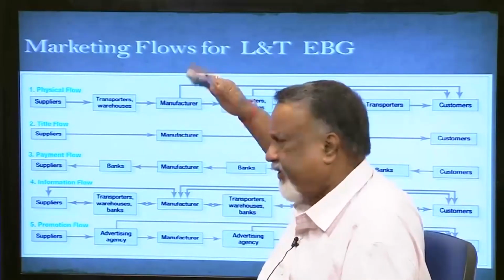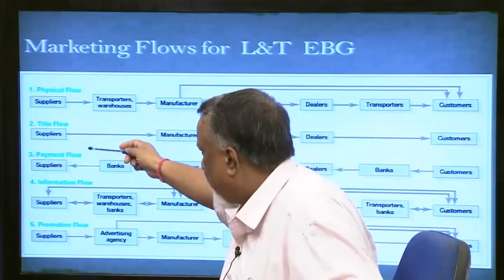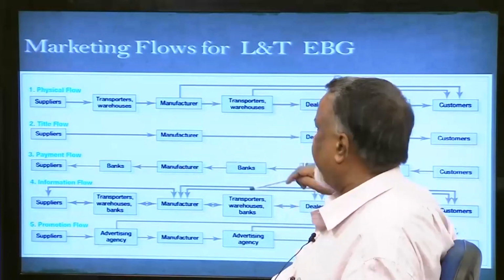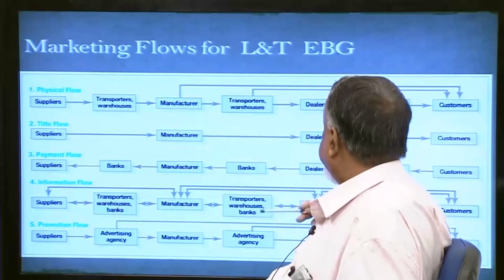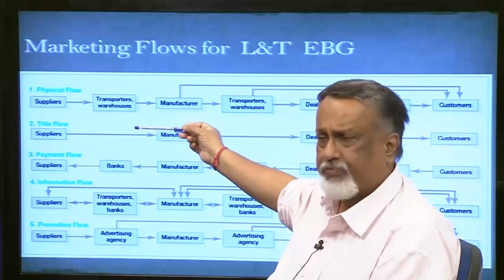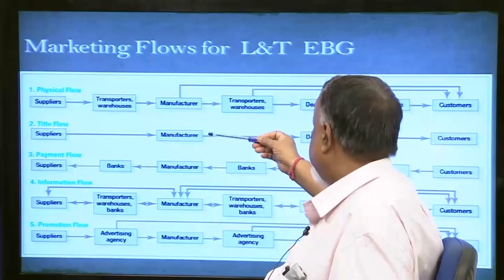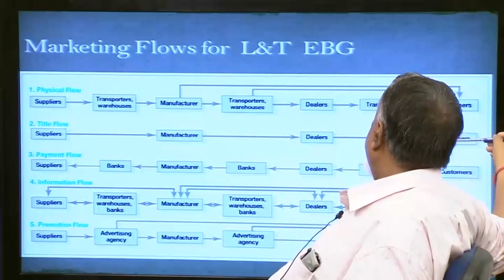Now, if we ignore the return chain issue at this stage, then physical flow goes in conjunction with title flow. So, in title flow, what happens is the title of the goods or the input material, that is from supplier, it will move to manufacturer, from manufacturer to dealer, from dealer to customer.